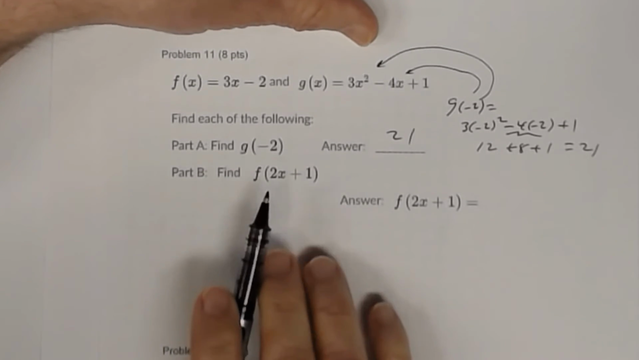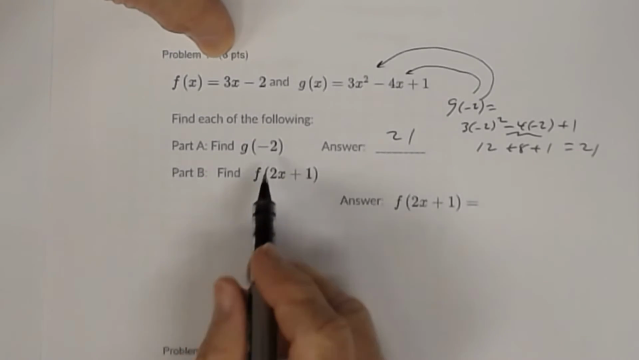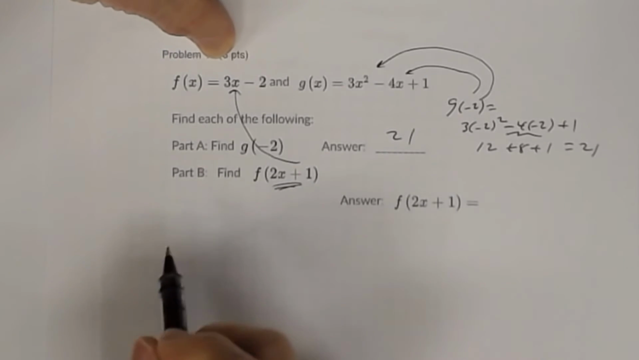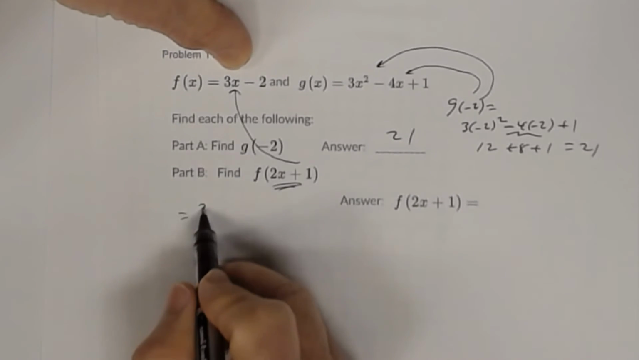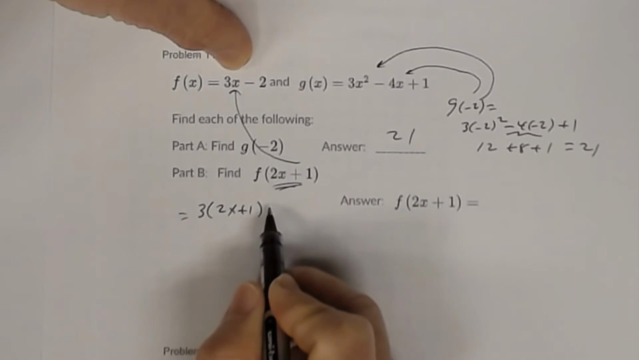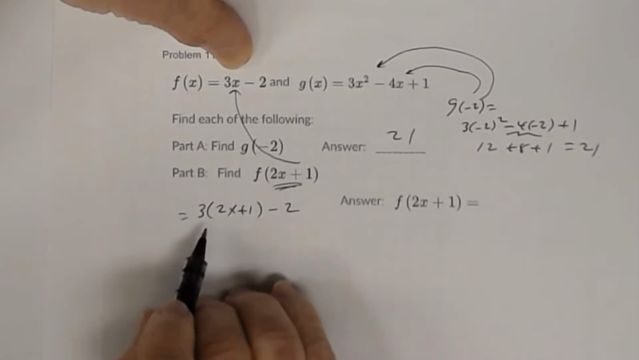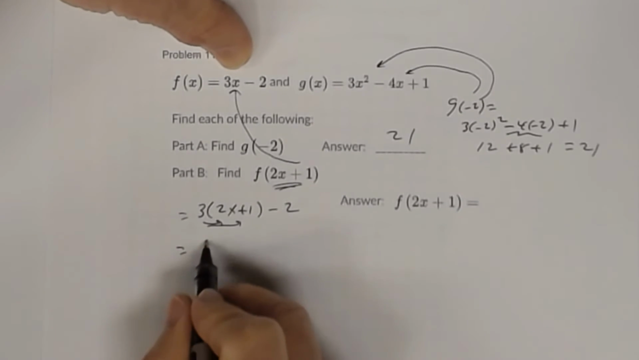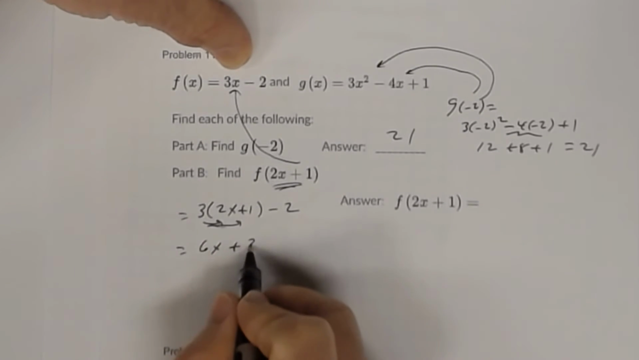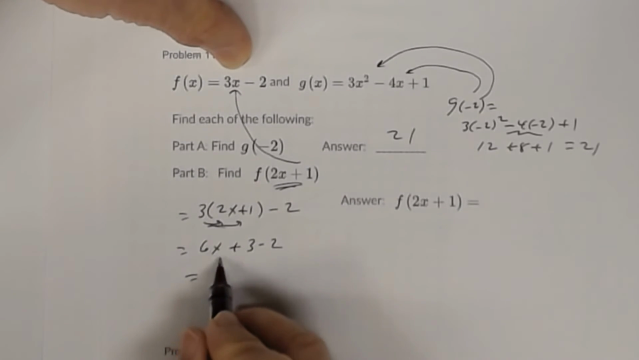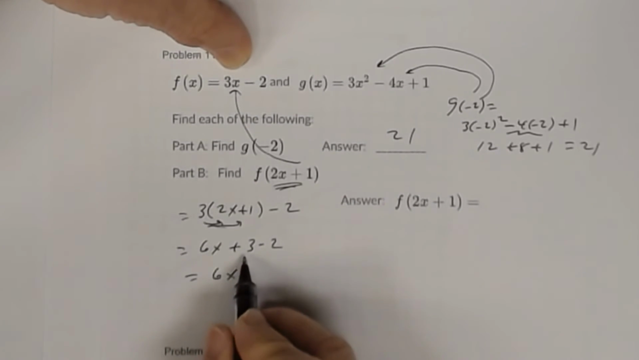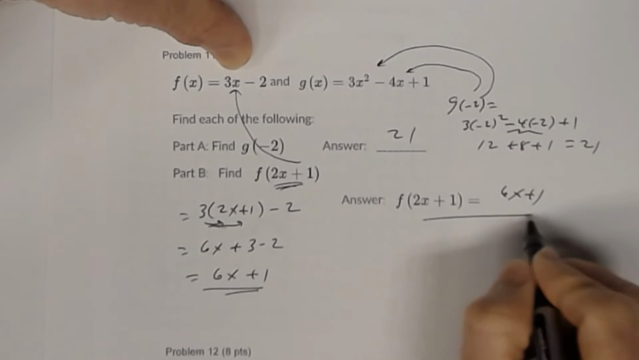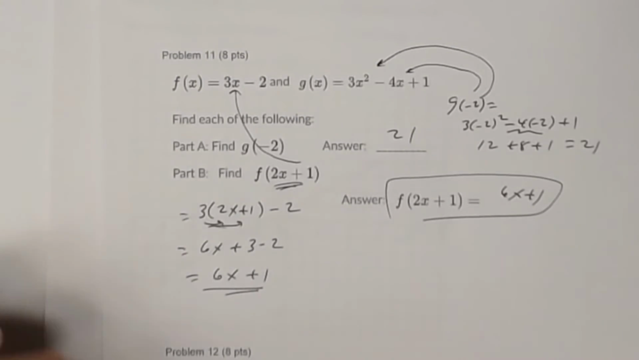For this one, you go to function f this time, and now where we see the variable x, you're going to substitute 2x plus 1. So this becomes 3 times (2x plus 1) minus 2. And then let's go ahead and get rid of the parentheses. So you got to go further with this. So 3 times 2x is 6x. 3 times 1 is 3, minus 2. And so now you get simplified form of 6x, and then 3 subtract 2 is 1. So that's 6x plus 1. All right, so that's number 11.